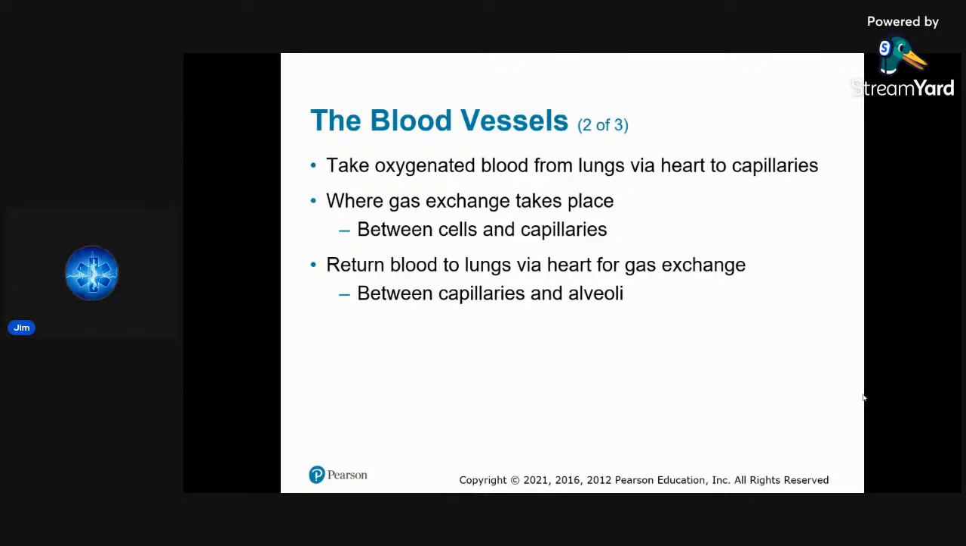Returning blood goes to the lungs via the heart after gas exchange, and then the same process happens with the capillaries and alveoli. Again, diffusion works. The CO2 is offloaded, and then the oxygen is onloaded.